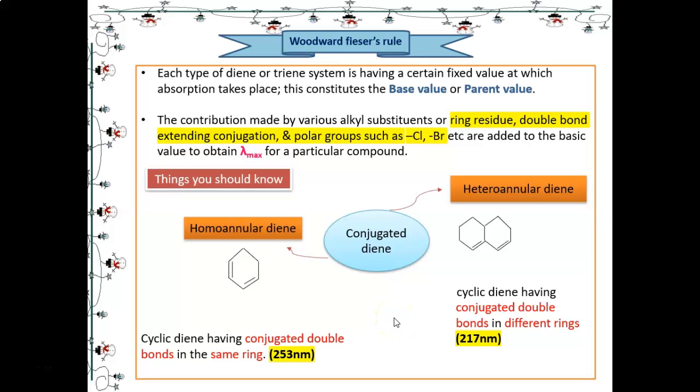Okay, first we will look at the conjugated diene system, and make sure you have a pen and notebook so that you can jot down, because this subtopic is a bit confusing, but don't worry, you can catch up. Okay, for conjugated diene system, the parent value has two types, which are homoannular diene and heteroannular diene. For homoannular diene, it is the cyclic diene having conjugated double bond in the same ring.